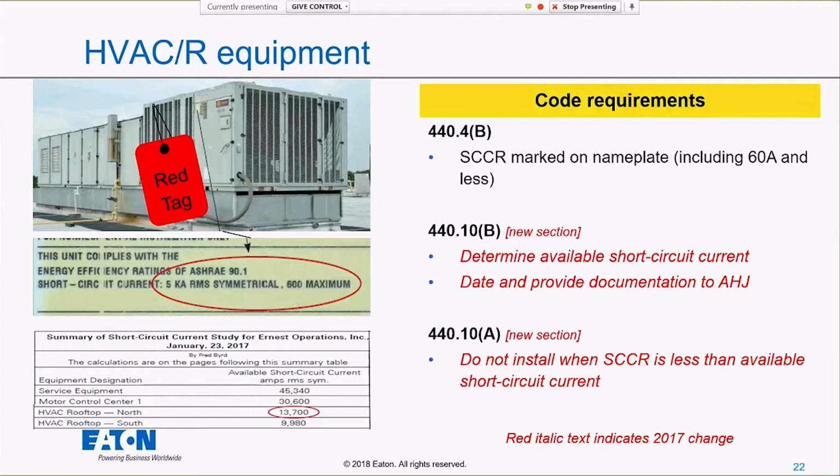Do not install where the SCCR is less than the available fault current. So again, we want to make sure everything is being installed properly. So this is basically the same thing that we had in Article 409 for industrial control panels. We have in 440 for HVAC equipment.